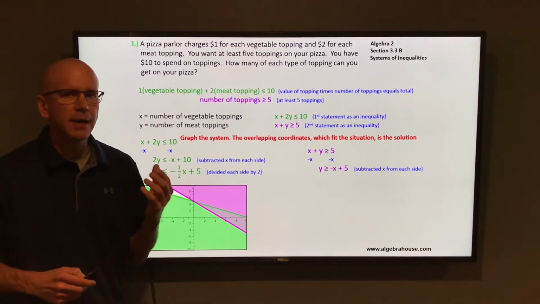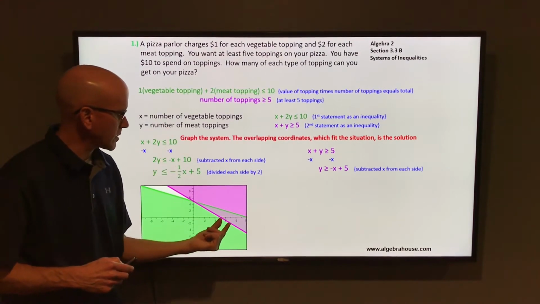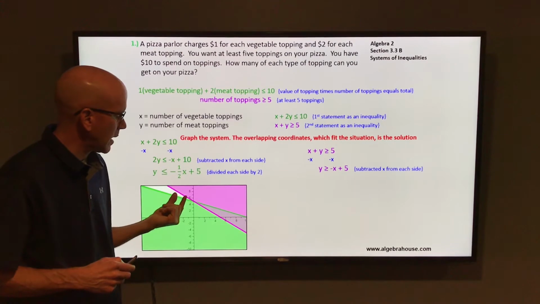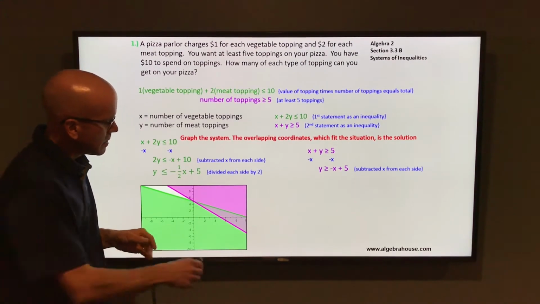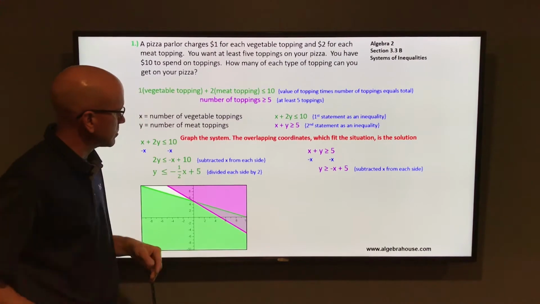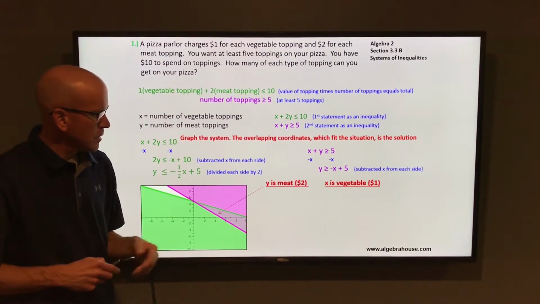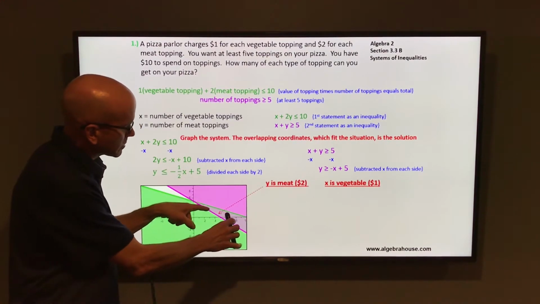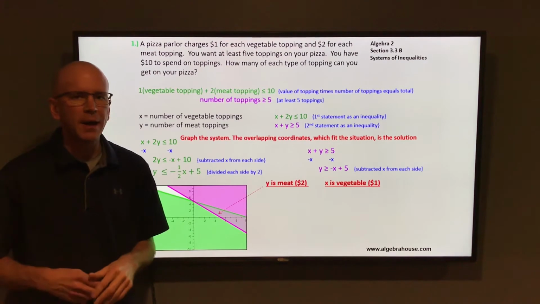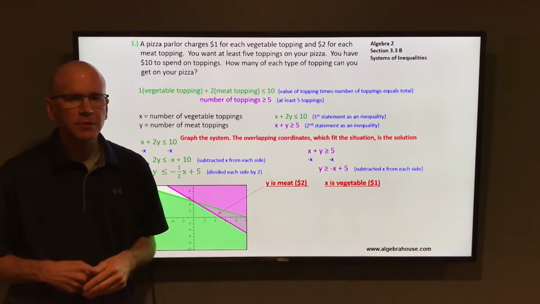But you have to keep in mind here, we're not talking about negative toppings. So for x being negative, that's out of it, and x doesn't turn negative as far as the overlap is concerned. But for y being negative, that's out of the picture as well because the number of meat toppings cannot be negative. So y is the meat toppings, x is the vegetable toppings. All of these whole number coordinates that are positive, those create the combination of toppings that you can have.